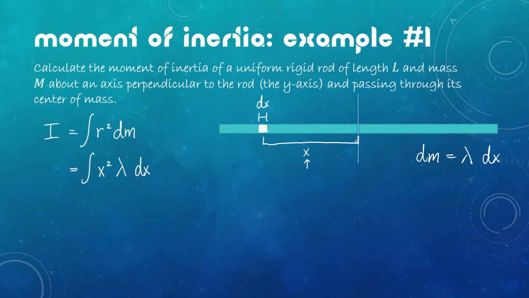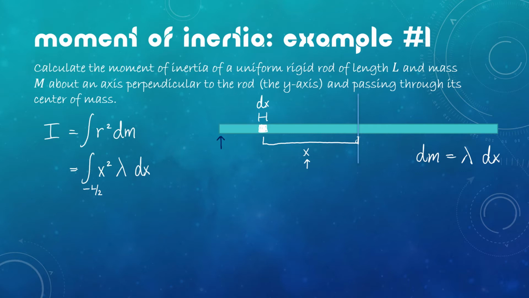Now I also want to put limits on this integral. So I want to think about what is the biggest and smallest x can be. In other words, what if I choose a piece of mass that's all the way at the left end here? Well, that would be located a distance of negative L over 2 from my axis of rotation. Negative since it's to the left of the axis of rotation, of course.